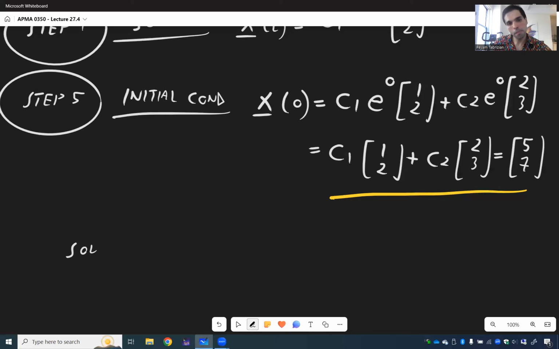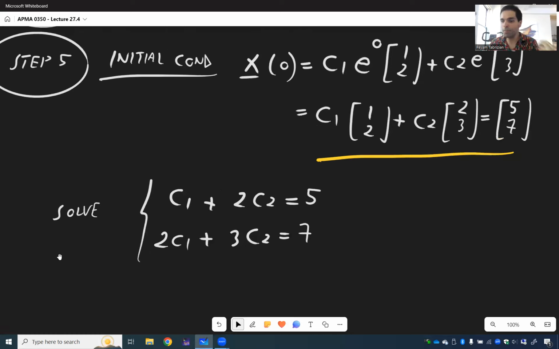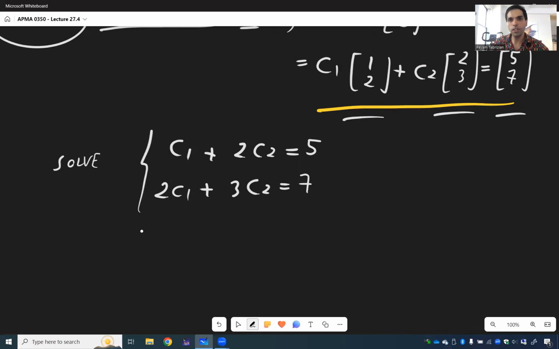So solve c1 + 2c2 = 5, and then 2c1 + 3c2 = 7. Now, what I'll show you is a really cool linear algebra way of doing that. So let's solve it by what you call Gaussian elimination. Because what's nice is we already have those vectors (1, 2), (2, 3), (5, 7). Let's put them in what's called the augmented matrix: 1, 2, 2, 3, 5, 7.